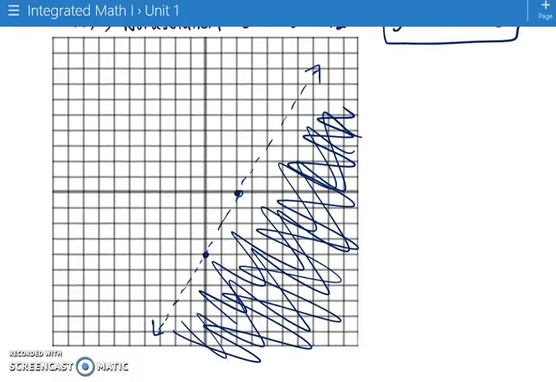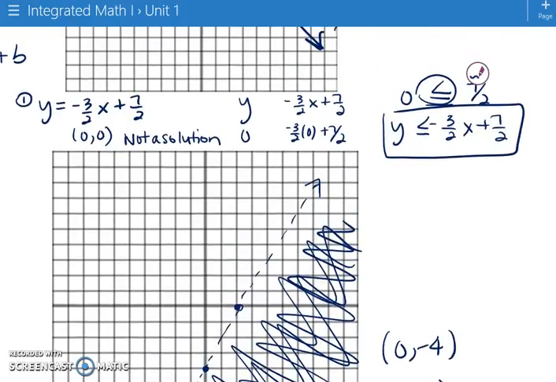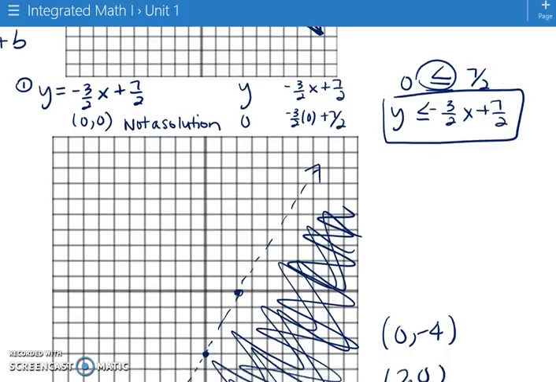All right, so here's the second one. I want you to try that one on your own. Pick 2 points that you could easily read. I saw the points (0, -4) and (2, 0). So you can go ahead and use those 2 points to write the boundary line, the equation, and then you're going to test a point. I always pick (0, 0) to see which inequality sign you should use.